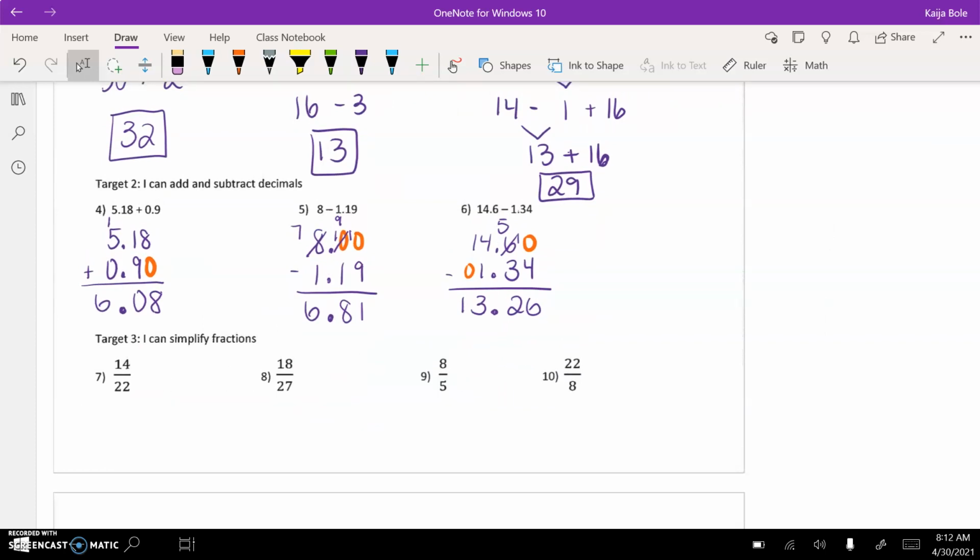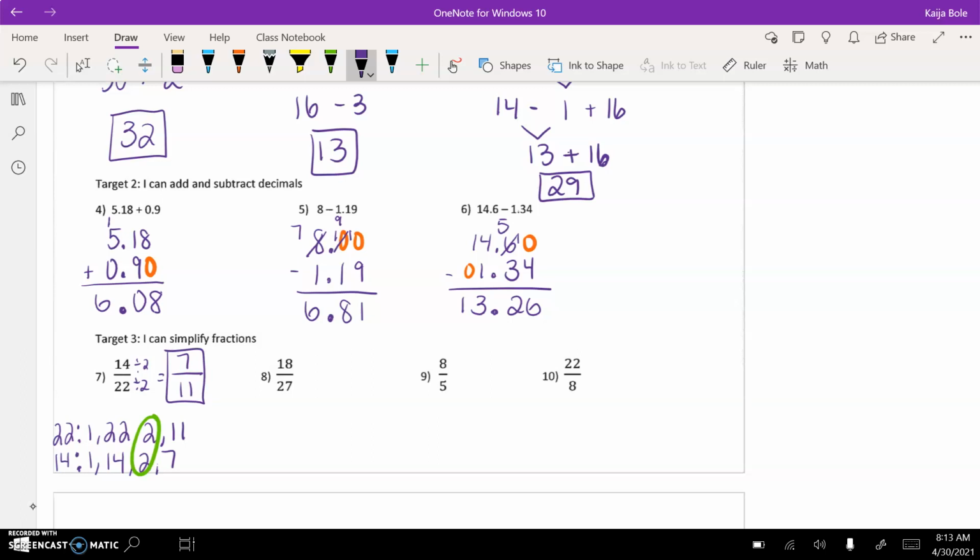And then the last section here, simplifying fractions. So for some of you, you might need to list out the factors. So like the factors of 14, things that multiply to make 14. 1, 14, 2, 7. Then maybe the factors of 22. So 1, 22, and 2, and 11. Then you see that the biggest one is 2. I'm going to divide both of these by 2. 14 divided by 2 is 7. 22 divided by 2 is 11.